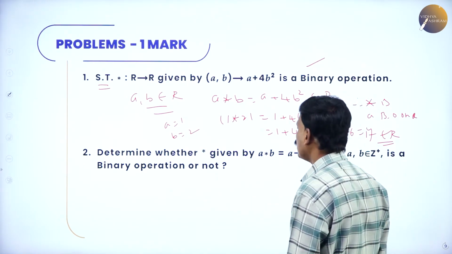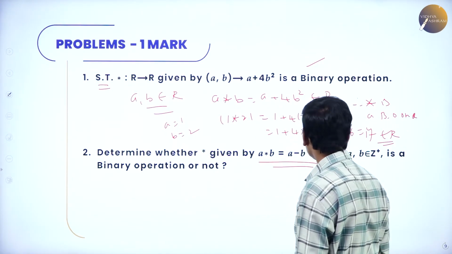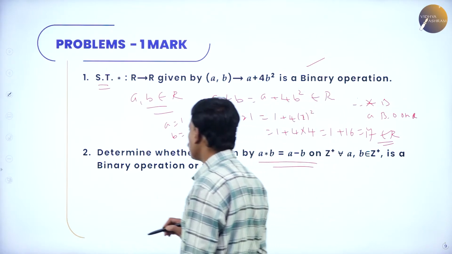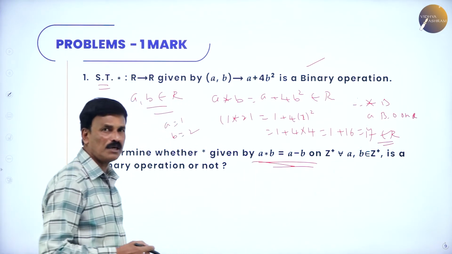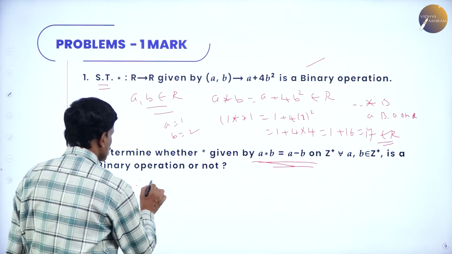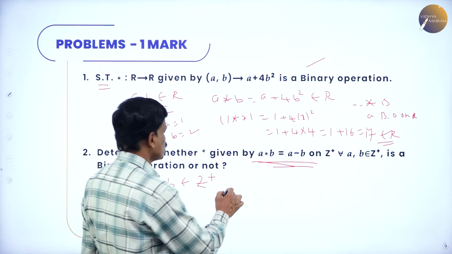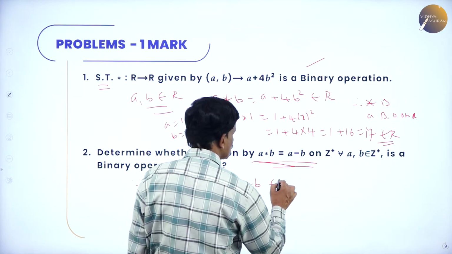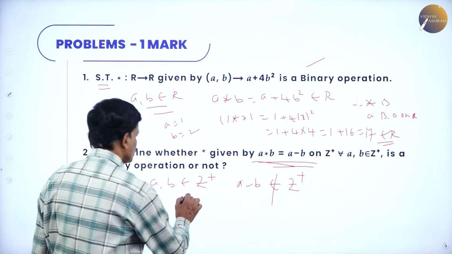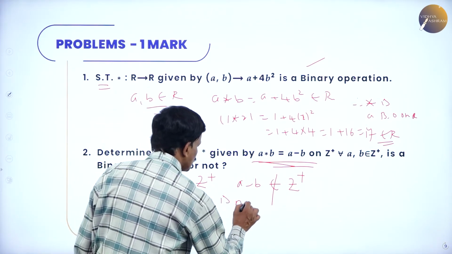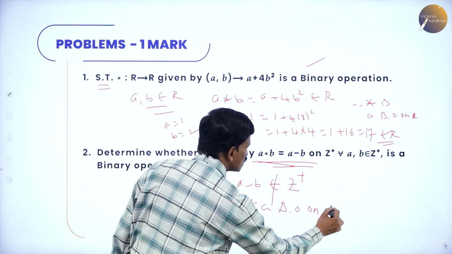Now let us come to the second one. Determine whether star given by a star b is equal to a minus b on Z plus, for all a, b belongs to Z plus, is a binary operation or not. Directly you can see here a star b is equal to a minus b. So since a, b belong to Z plus, the set of all positive integers, if we subtract, a minus b does not belong to Z plus. Therefore, star is not a binary operation on Z plus.